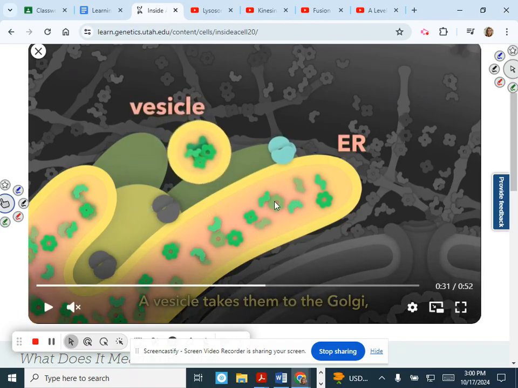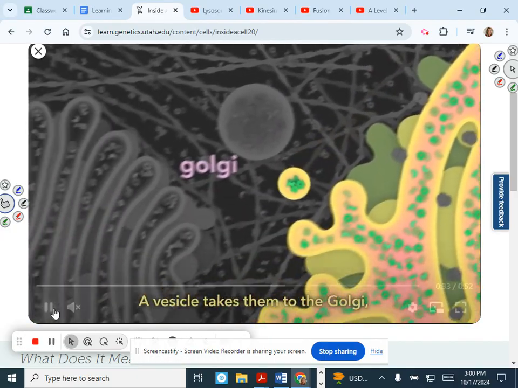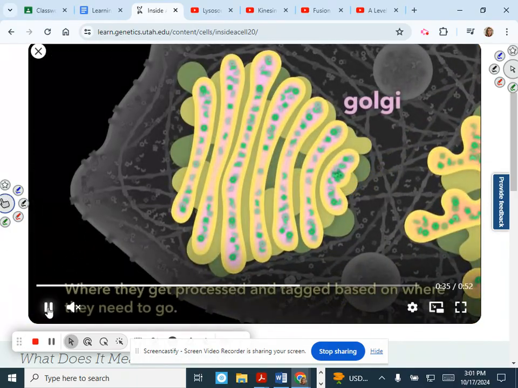And then that rough ER is going to modify this protein, package it up in a vesicle, and send it to the next cell part, which is the Golgi. So the Golgi is like the post office of the cell. You can see the Golgi kind of looks like several pancakes stacked, and inside, you're going to see a bunch of different proteins.